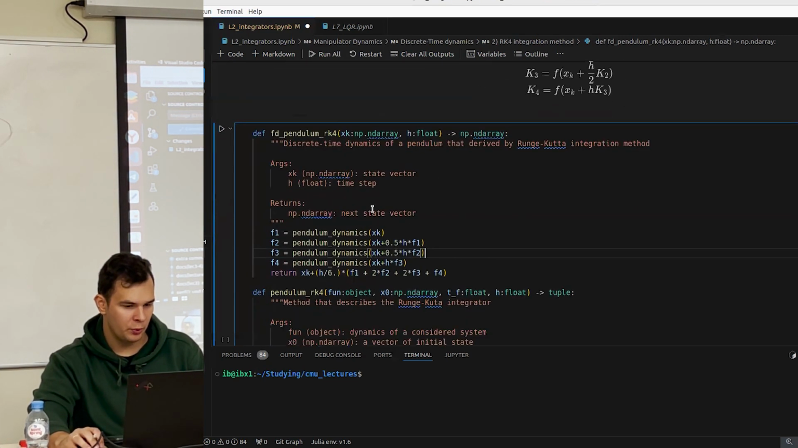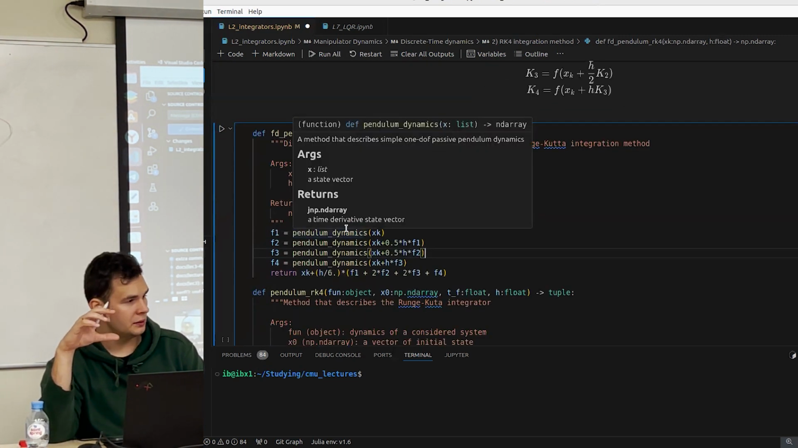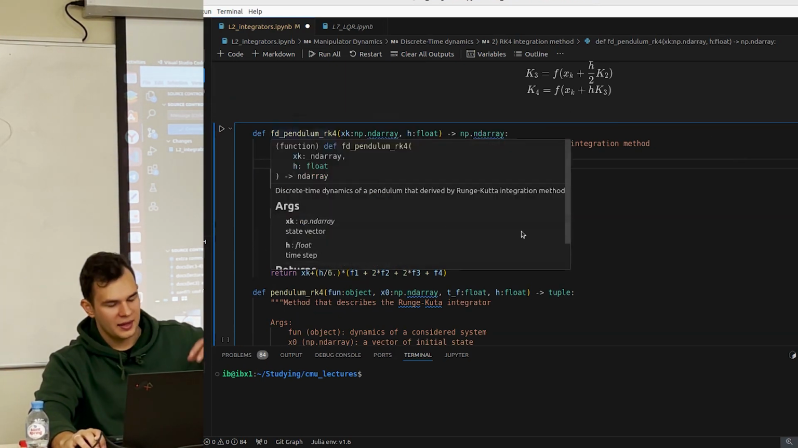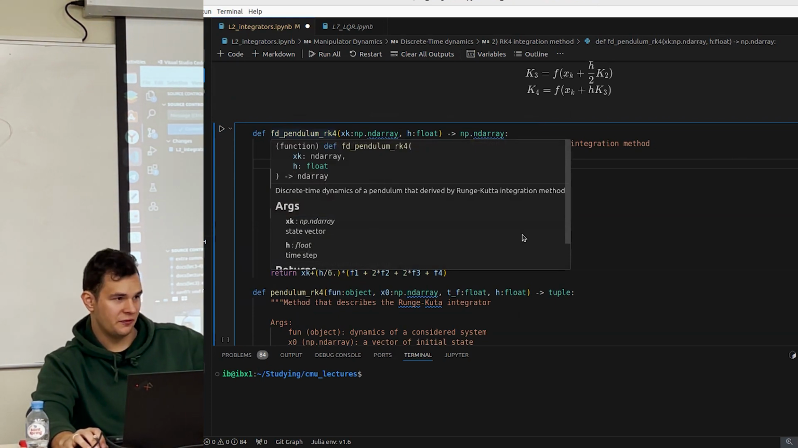So basically we put it into a method that describes our pendulum. The continuous dynamics is the same, but the step is different.